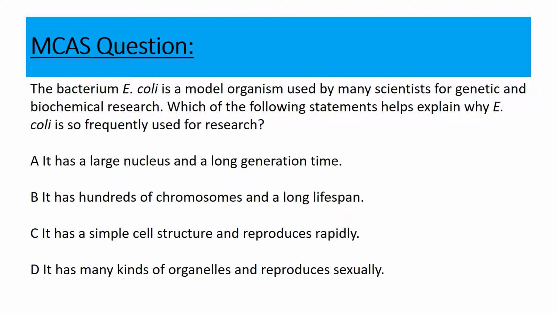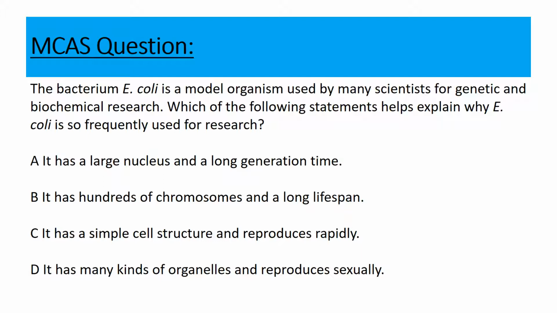B, it has hundreds of chromosomes and a long lifespan. Again, E. coli is a bacterium. Bacteria are prokaryotes. And prokaryotes do not have a lot of DNA, they only have a little bit of DNA. So they're not going to have hundreds of chromosomes. And they're going to have a short lifespan, not a long lifespan. So A and B are very wrong.